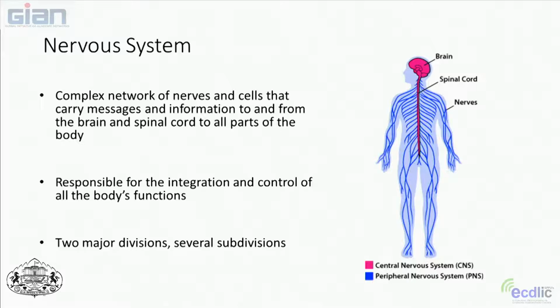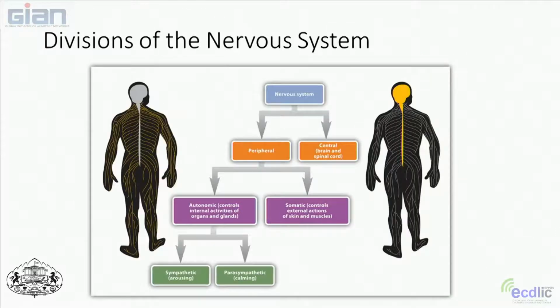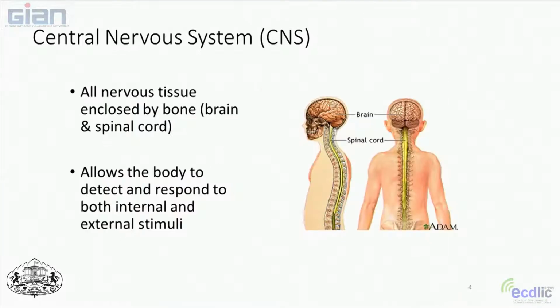There are 2 major divisions to the nervous system. There is the central nervous system and the peripheral nervous system. And a lot of you probably already know this. So like I said, it's just pretty basic. So, okay, here's looking at the divisions of the nervous system. We're going to start by talking about the central and peripheral nervous system.